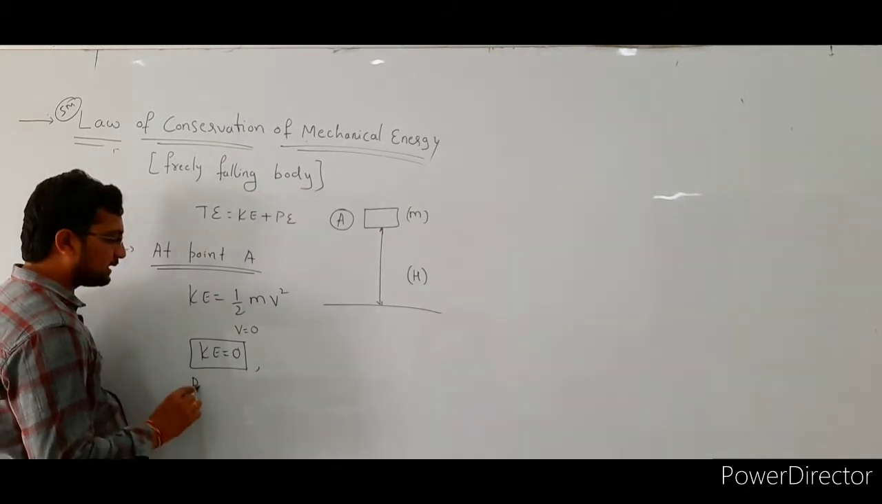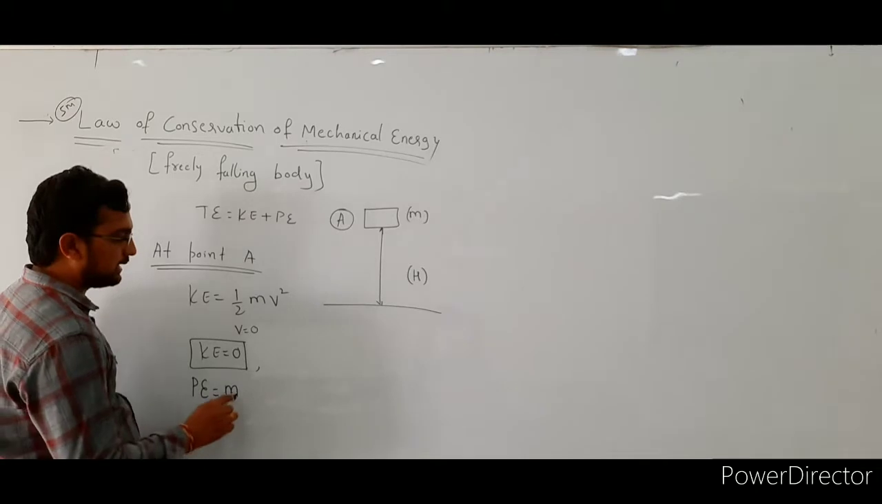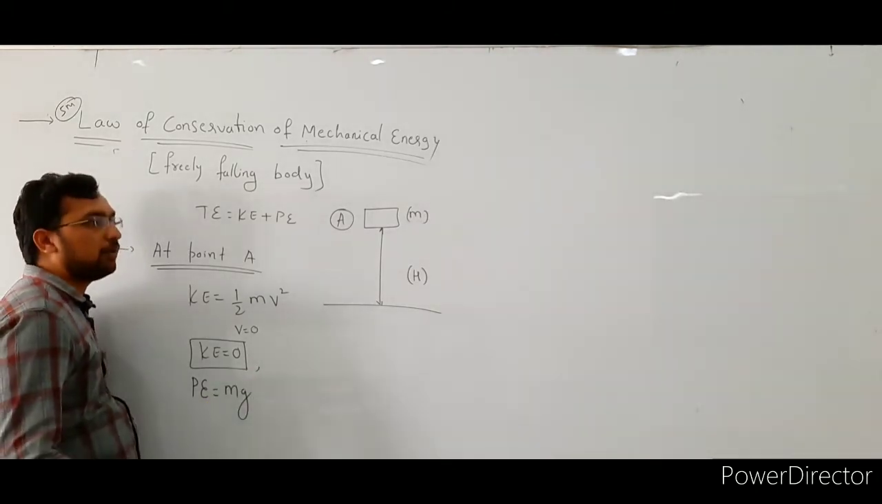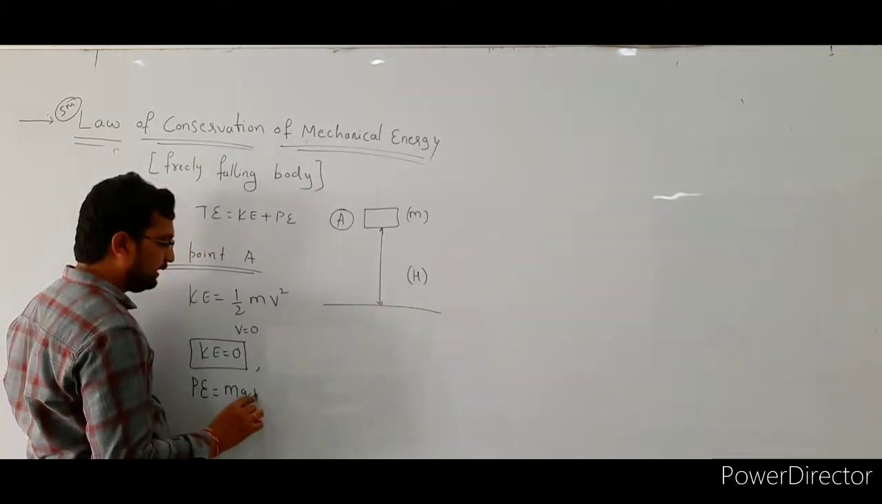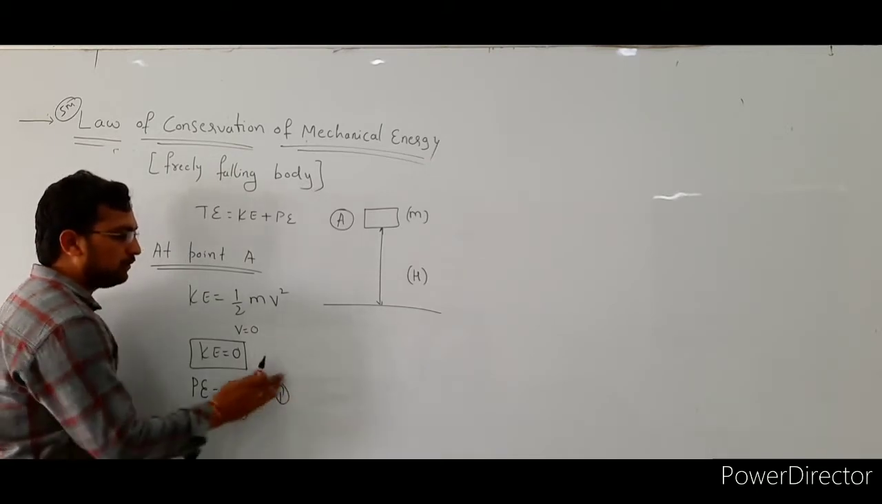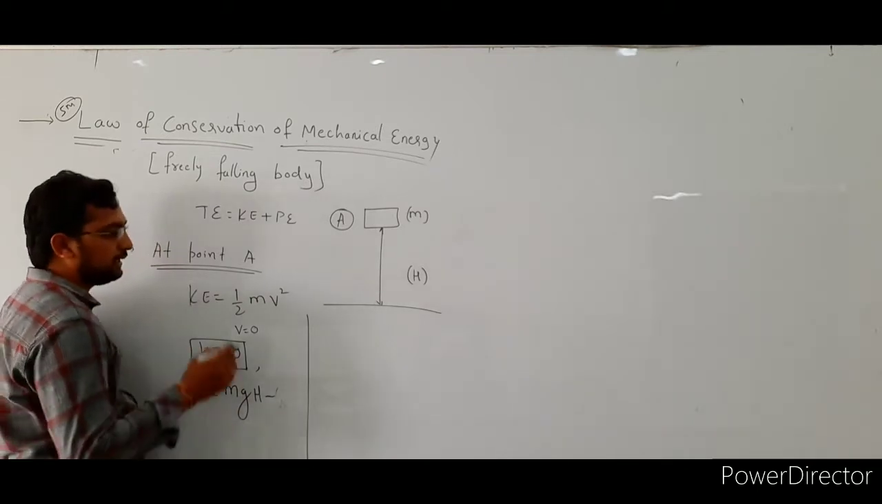The potential energy expression is mgh. Here m is the mass, g is the acceleration due to gravity, and h is the height of the body from the surface. So here the height is h, right? So the potential energy is mgh. The next one: the total energy at point A.